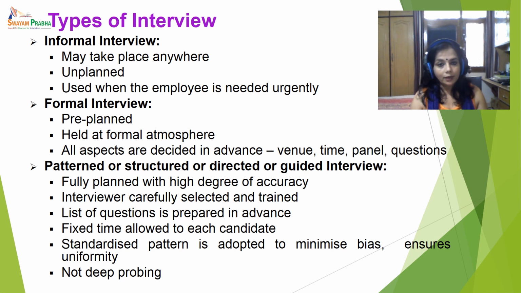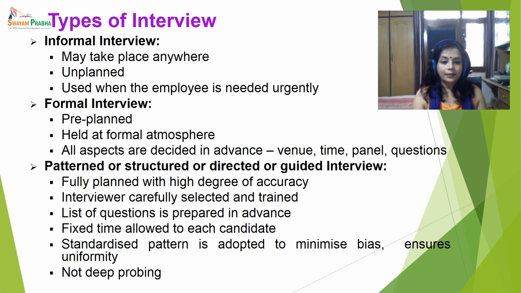Formal interview, again pre-planned, as the name suggests, it is pre-planned, formal. So it is held in a formal atmosphere. Every aspect is decided in advance: the venue, time, panel, questions to be asked. So everything is decided in advance.